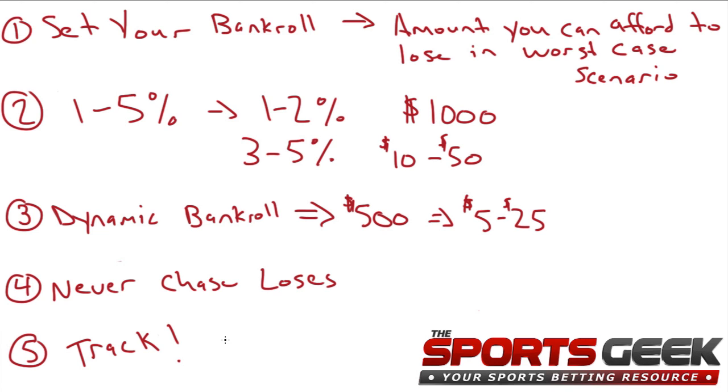So my fifth and final tip would be to track your bankroll. I use an Excel spreadsheet for this, but however you want to do it, just keep track of your bankroll. At the start of the year, write down exactly how much you can afford to lose in a worst case scenario, and always be betting 1 to 5% of what you have in your bankroll. And always be updating it so you're using a dynamic bankroll like I mentioned in the third tip.